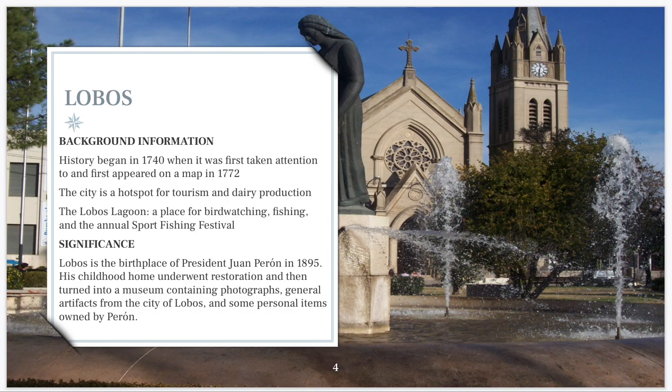And it is significant because the city of Lobos is the birthplace of President Juan Perón, and he was born here in 1895. And his childhood home here underwent restoration, and then it turned into a museum, which has lots of photographs and like general artifacts from the city, as well as some personal items owned by Perón. So it's a very famous attraction here. People love to visit and come learn about his childhood and his home life.